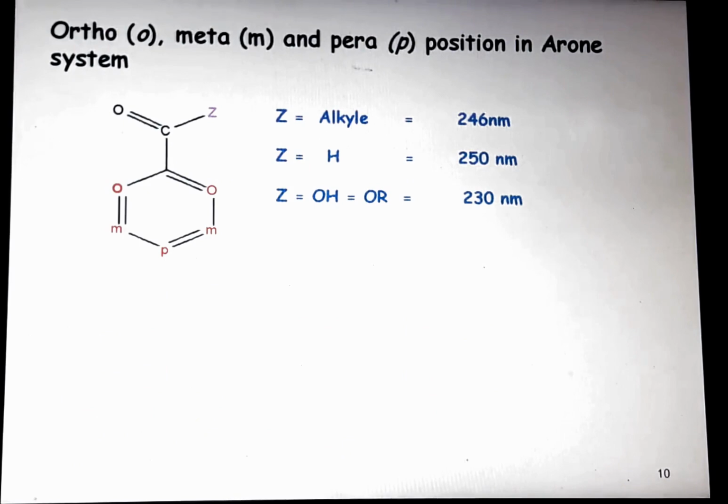Now the arone system, when an unsaturated carbonyl group is present with an aromatic ring. In the arone system you can see here ortho position, meta position and para position. From both sides, either this side or this side, both sides are called ortho, meta and para. Here I have written Z also. If Z is an alkyl group, then the base value of this system will be 246 nanometer. If Z is hydrogen, then the base value will be 250 nanometer. If Z is OH or OR, then the base value will be 230 nanometer.